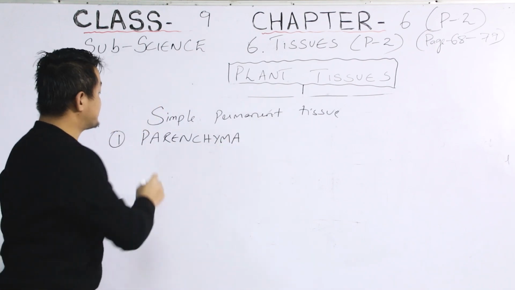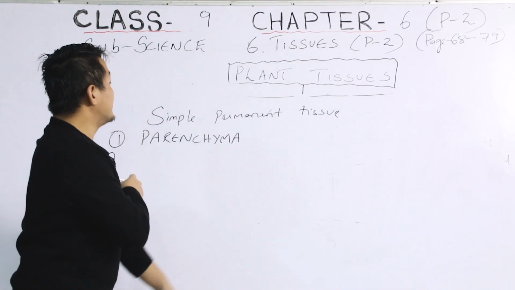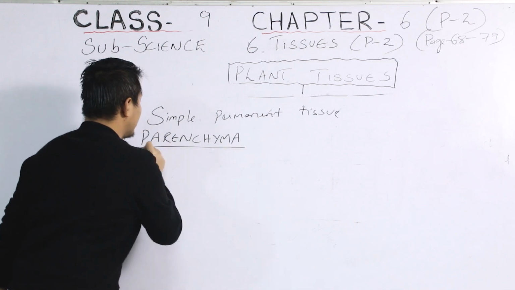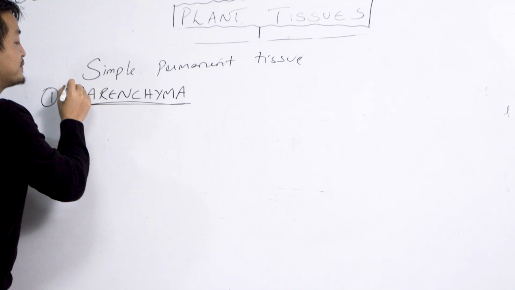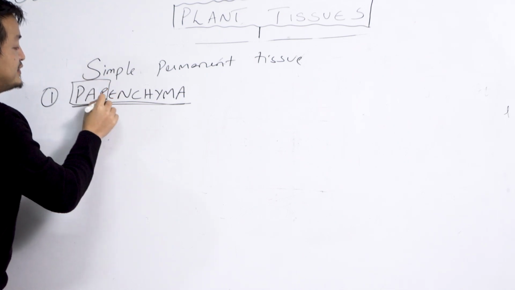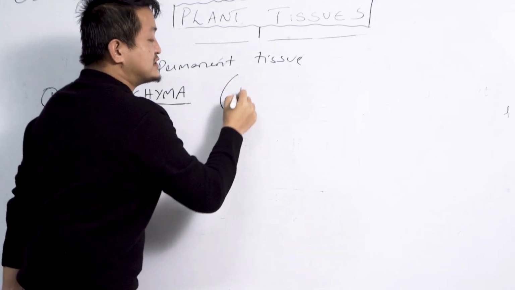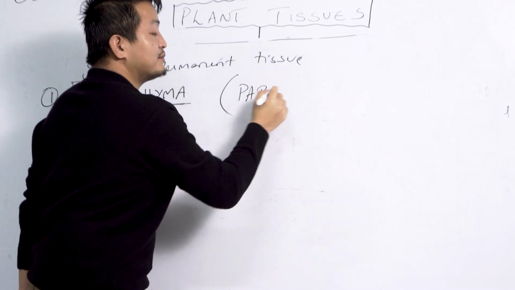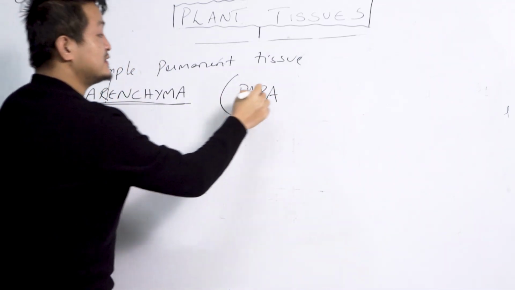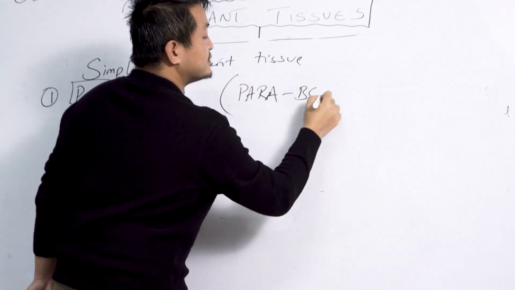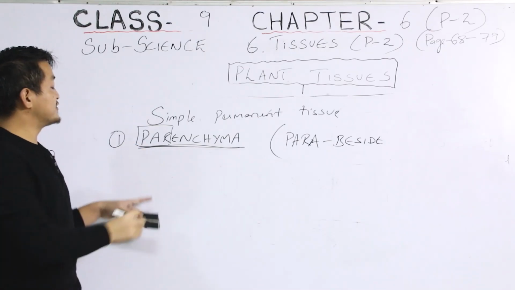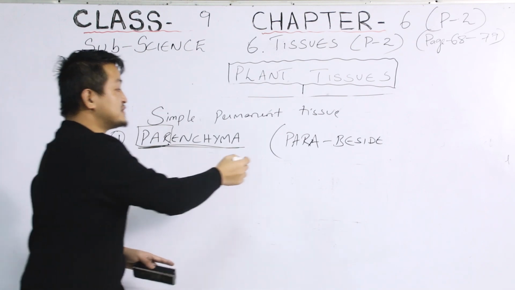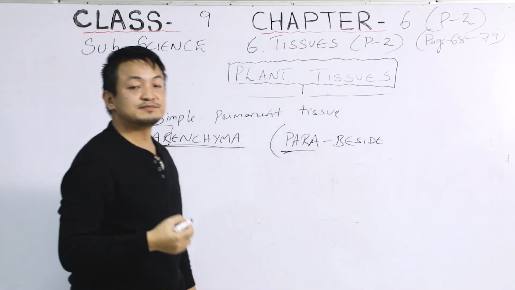Okay, so my dear students, parenchyma. Now see, from the word itself, you have to get familiar. This first part, P-A-R, means para, which means beside. See, the first part is taken from this word, para, which means beside.